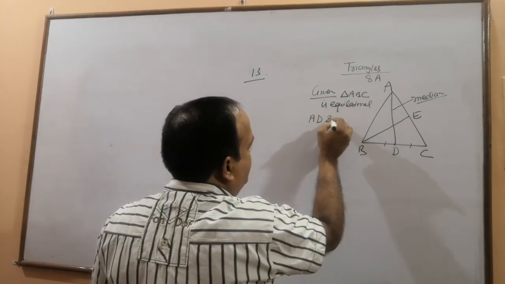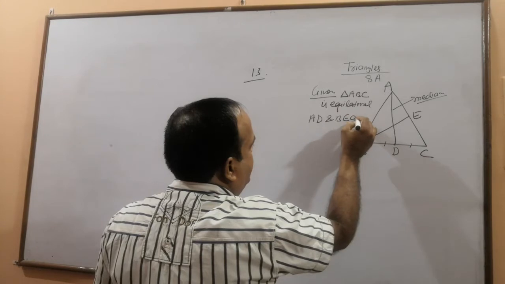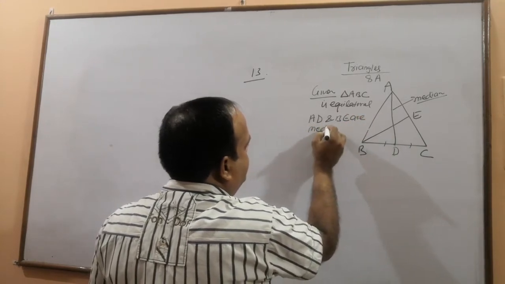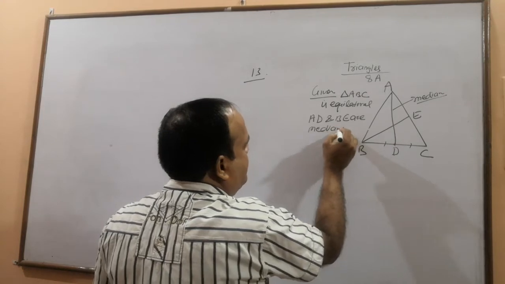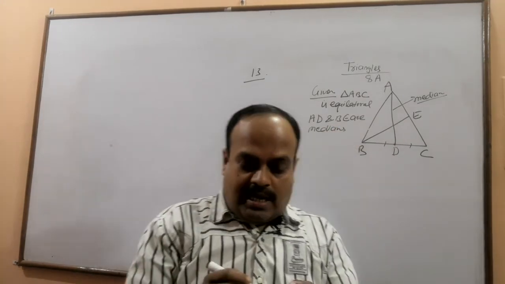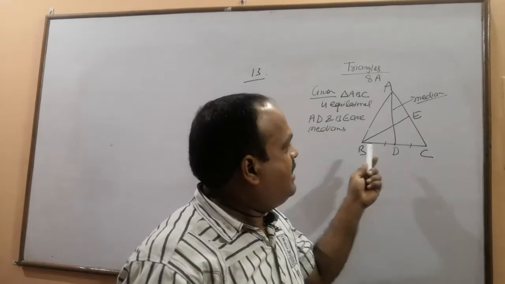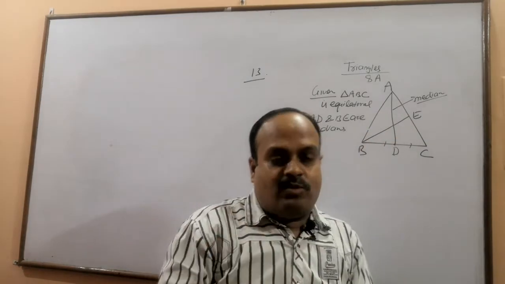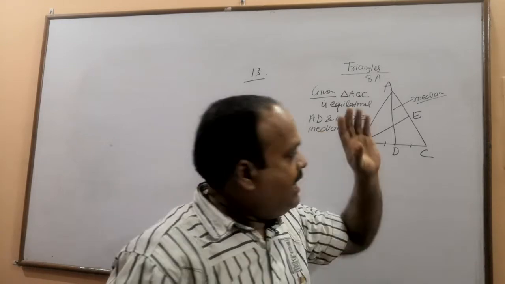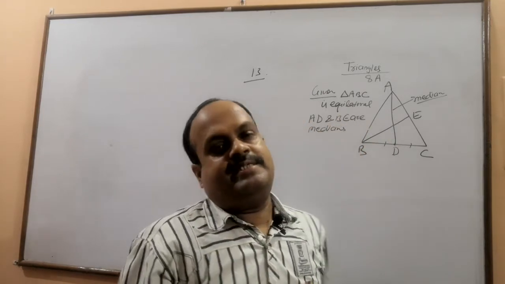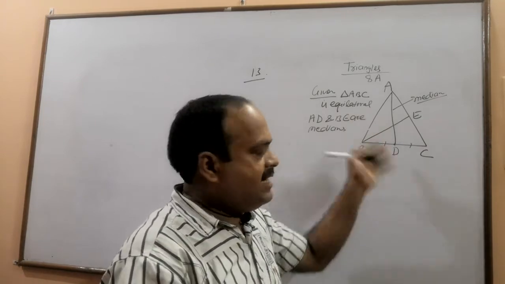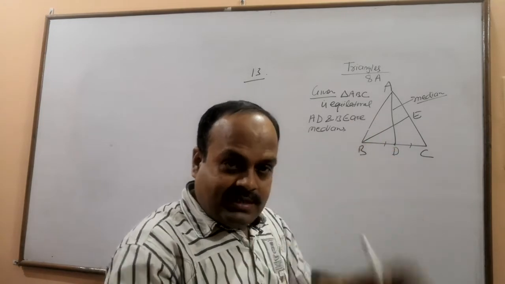AD and BE are medians. AE and BD, AD and BE are medians. We can have one more median, but I have done only two medians. We can have one more. Three sides a triangle has, so three medians are possible.